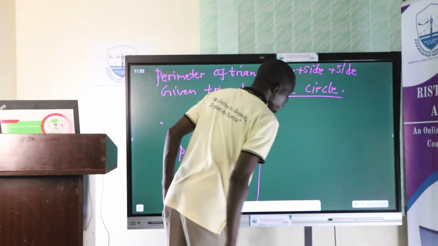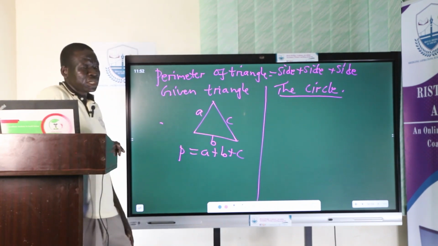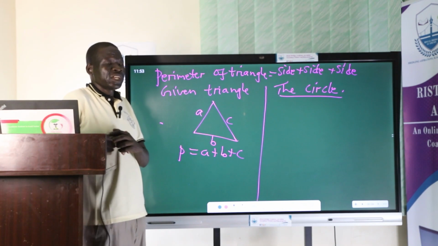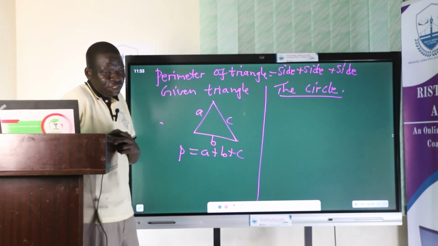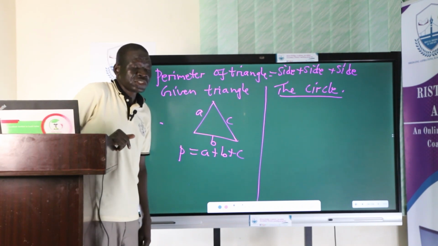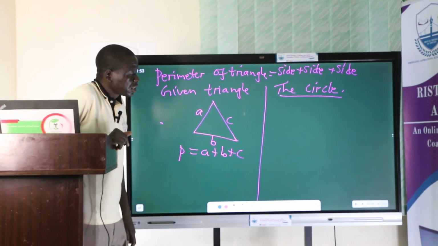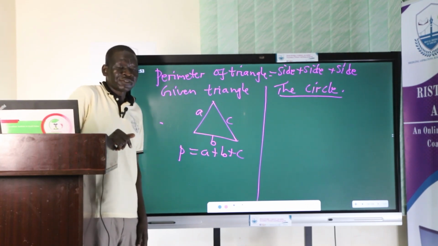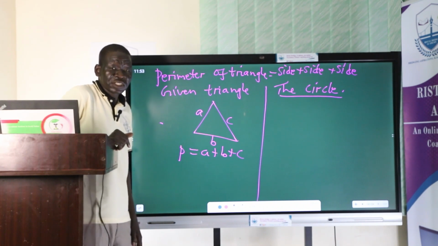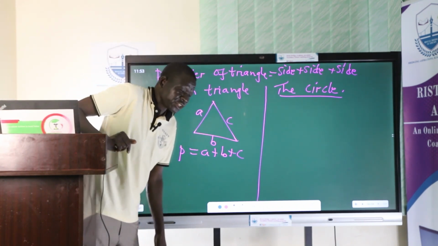The circle. The circle, in elementary understanding, is just a rounded shaped figure. Any figure that is rounded shaped is said to be a circle. However, the circle can technically be defined as a set of infinite number of lines that are equidistant from the center.